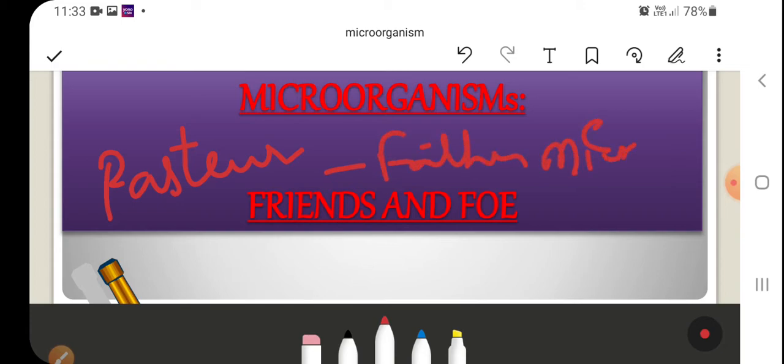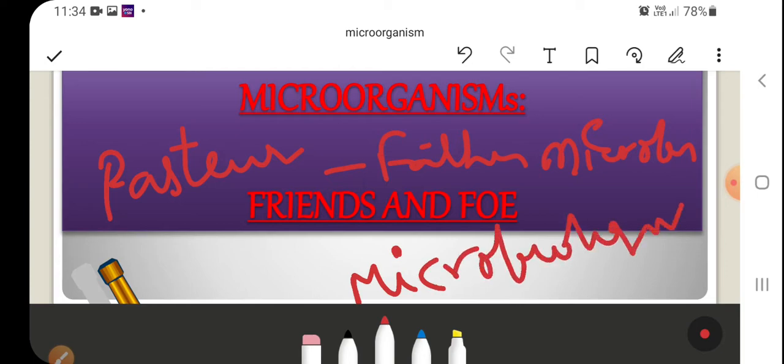So we came to know what microbes are. Microbes are minute living forms present in nature, which can always be observed under a microscope. The branch of science dealing with these microbes is called microbiology. The one who studies about these microbes is called a microbiologist. And the father of microbiology is Louis Pasteur.